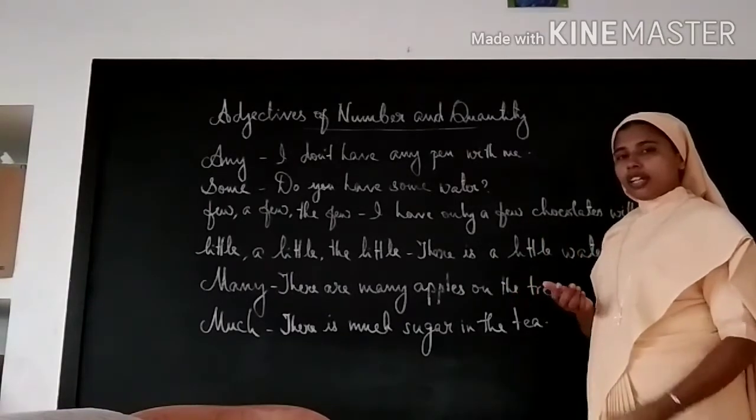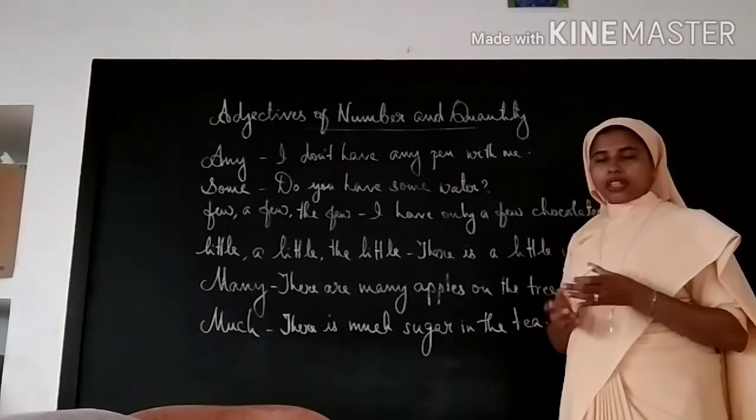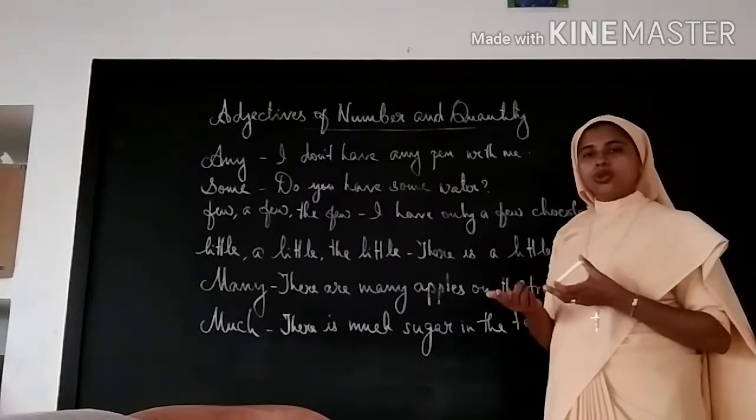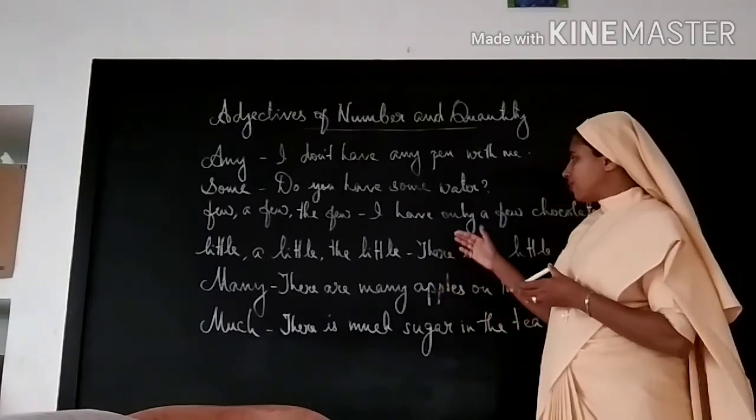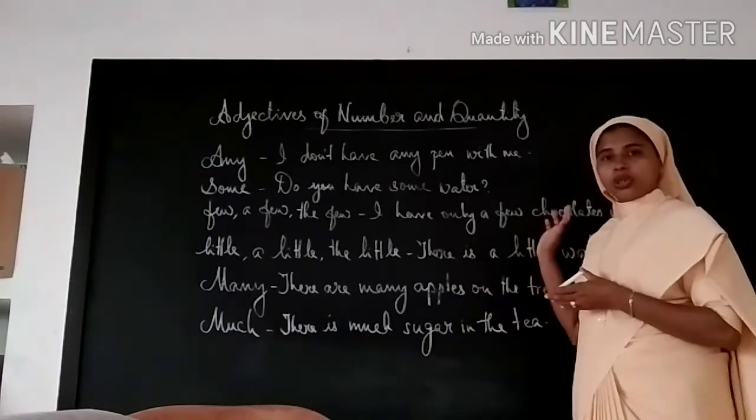Chocolates are countable. So we can count chocolates: 1 chocolate, 2 chocolates, 3 chocolates, etc. So that is a countable noun, and it will be used before countable nouns.